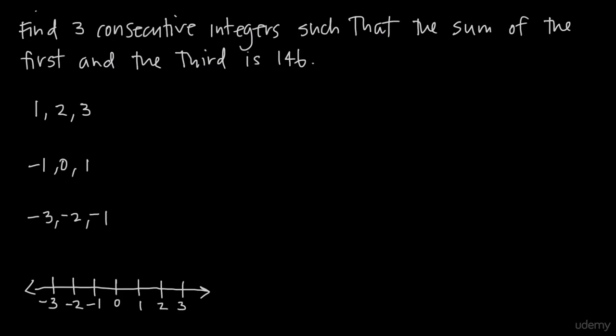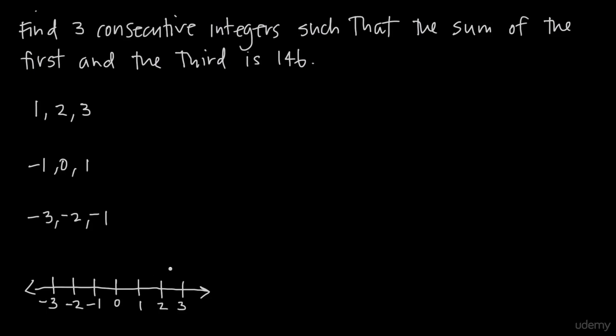In this video, we're talking about consecutive integers, and when we say consecutive, we mean numbers that are just one right after another. So for example, 1, 2, 3 are consecutive integers. -1, 0, and +1 are all consecutive integers, as are -3, -2, -1. And if you're not sure whether three numbers are consecutive integers, you can always plot them on your number line.